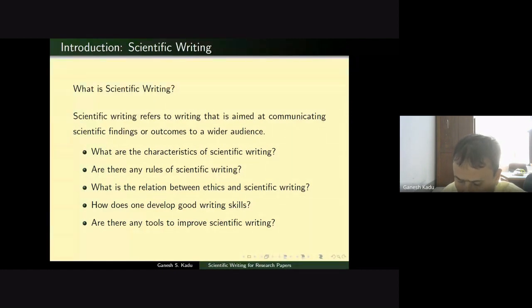And once you are done writing your research, there are many more questions, like, for instance, which journal do you send your paper to? So these questions also we will briefly discuss in this talk.